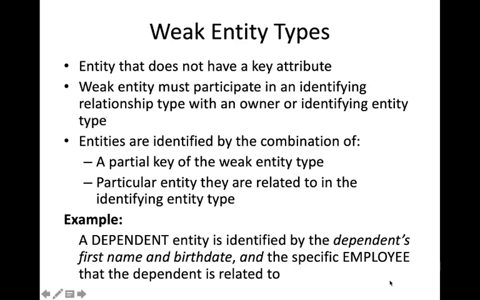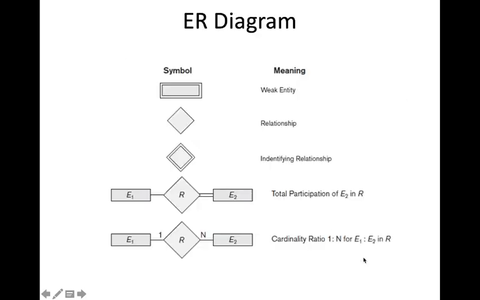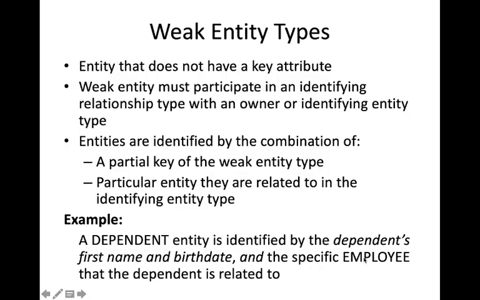So this is the identifying entity type. Employee is the identifying entity type. We have already specified there should be an owner or identifying entity type. So employee is the owner. Employee will be having dependents.